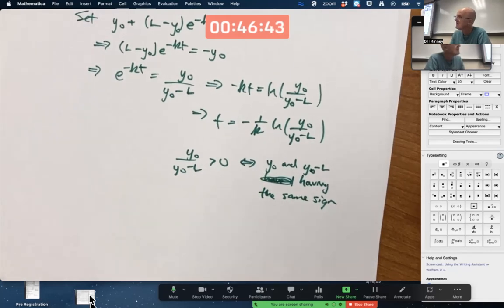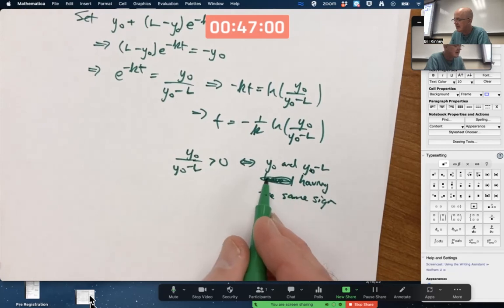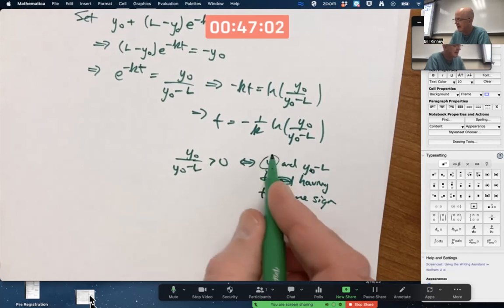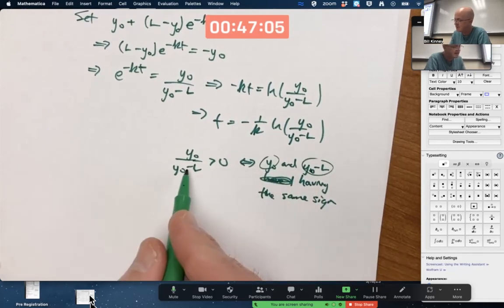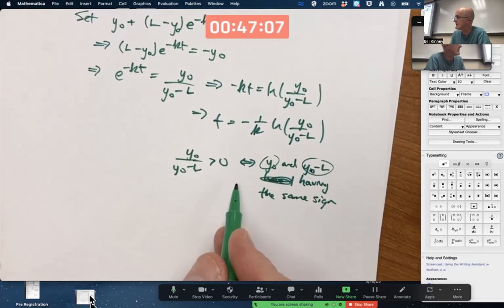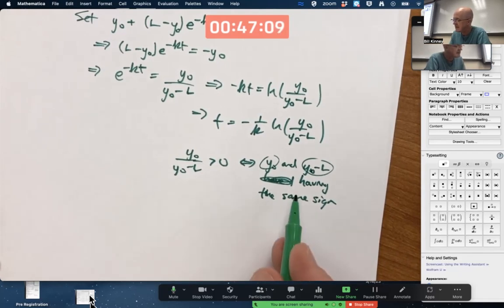Question? L is positive. I'm not saying, I'm thinking purely mathematically here. I'm not thinking about the application. I'm saying if these two quantities have the same sign, then this fraction will be positive. That's all I'm saying. They have the same sign in two cases.